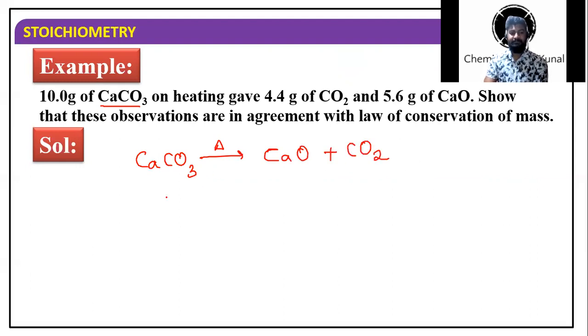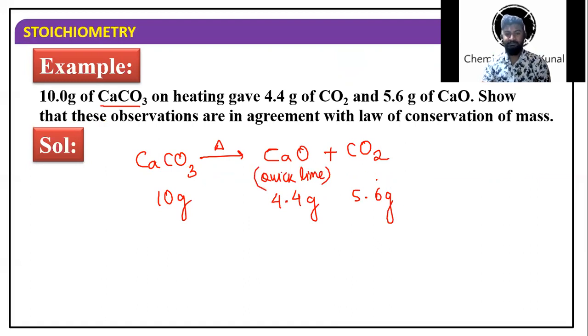Now they're saying 10 grams of CaCO3 is being heated to give you 4.4 grams of CaO and 5.6 grams of CO2, right? So quicklime is what we got, and what is the amount of quicklime we got? We are heating limestone, we got 4.4 grams of quicklime and 5.6 grams of CO2. Is it obeying the law of conservation of mass? Yes, it is obeying the law of conservation of mass.